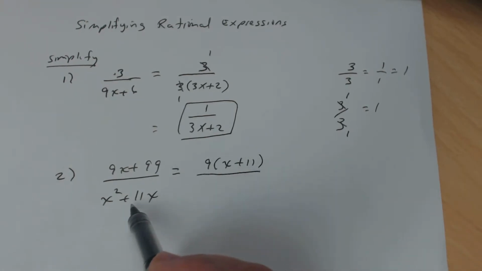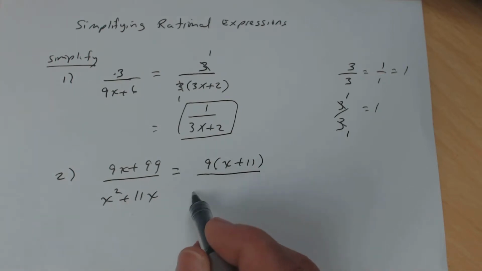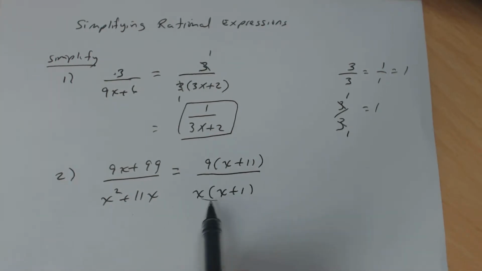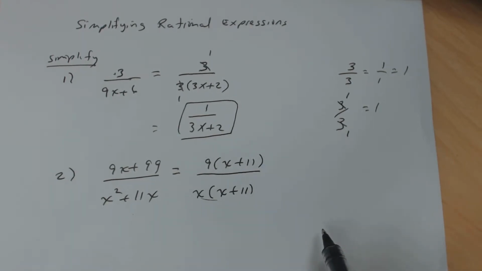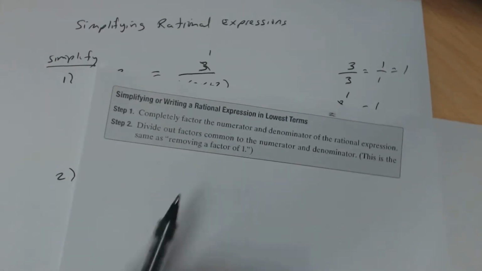In the denominator, remember, always look for a GCF first. So my GCF here is x. So I get x times x plus 11. Because x times x is x squared. x times 11 is 11x. All right, now that was the first step. The second step is to divide out common factors from the numerator and denominator.